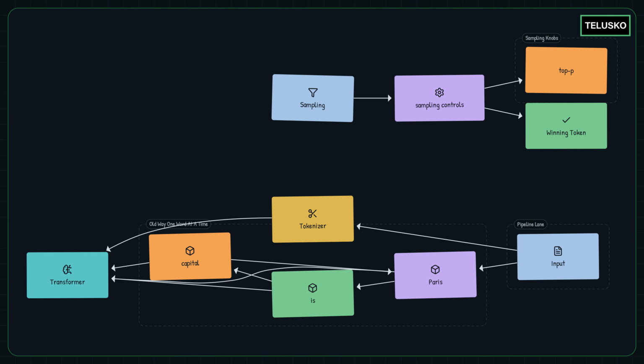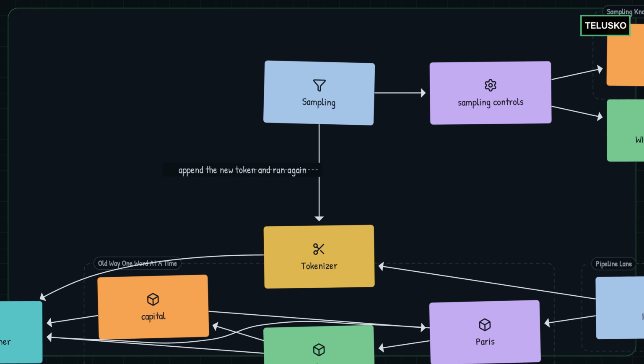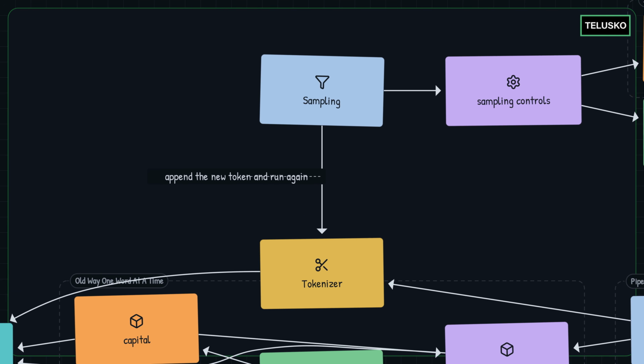But the loop does not stop there. That winning token gets fed right back into the tokenizer. So now the model reads Paris is the capital of France and runs again to guess what comes next. See, this means the entire paragraph is reprocessed on every single step. The model does not just look at the last word, it reads everything from the start again. It is like rereading your entire email thread every time you want to hit reply.